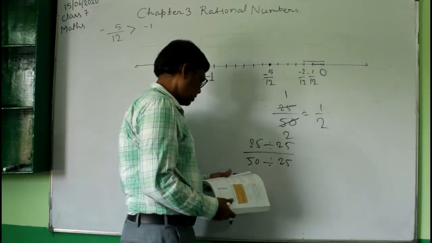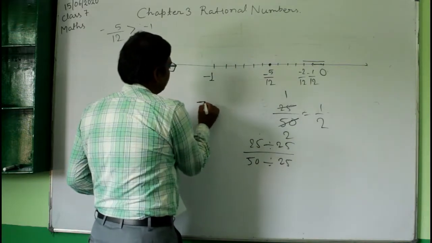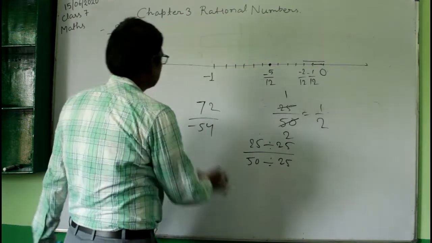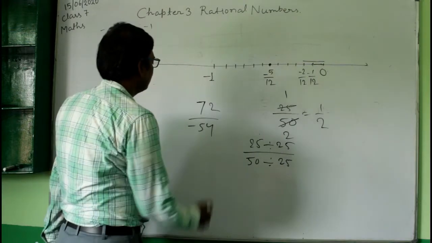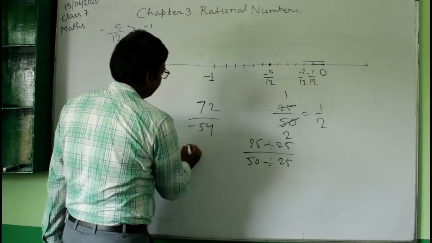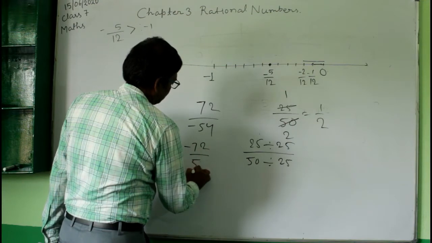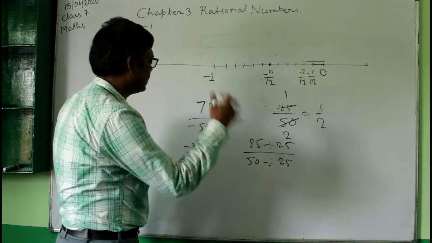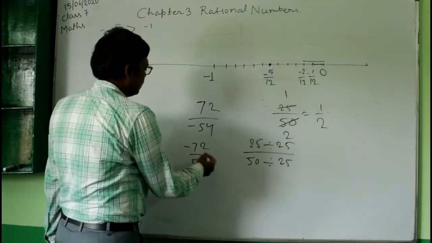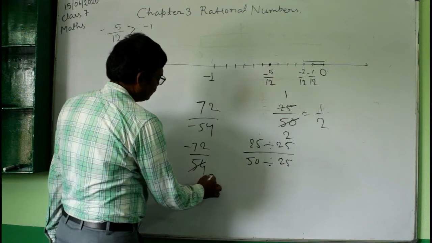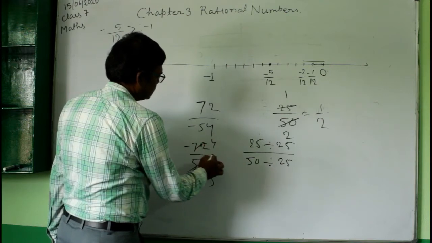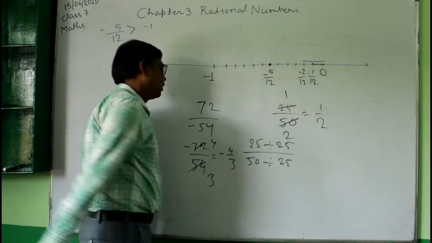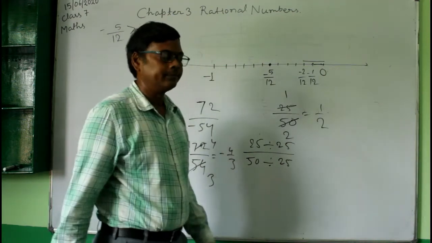Suppose there is another number, 72 by minus 54, and we have to express this in the standard form. First move the negative sign to the numerator, so it is minus 72 by 54. Then you can find the HCF of these two numbers, or just cancel out the common factor by dividing. 18 threes are 54 and 18 fours are 72. So the answer is minus 4 by 3. This is the standard form of the rational number.